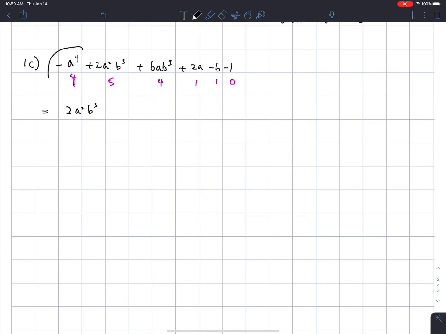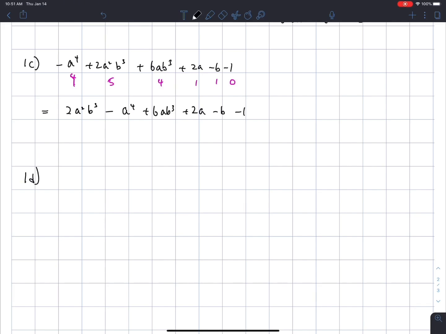Now, the second term, I'm debating between these two. They both have a degree of 4. So when that's the case, we go according to the alphabet. This one has more a compared to b's because a is before b's in the alphabet. So a will go first. So negative a4 is going first, and then plus 6ab to the power 3. And then same idea here. They have the same degree, 2a and negative b. Because a is before b in the alphabet, so a is going to go first. 2a minus b, and then minus 1. And there, that's the answer for 1c.